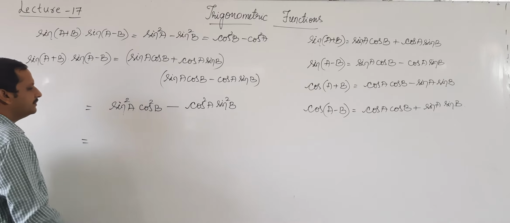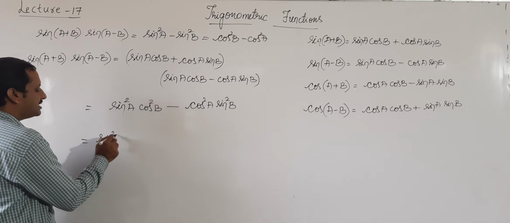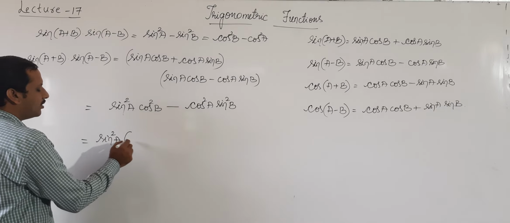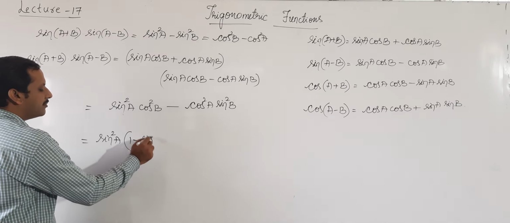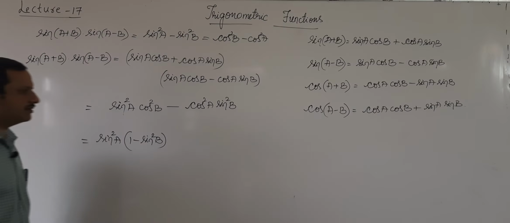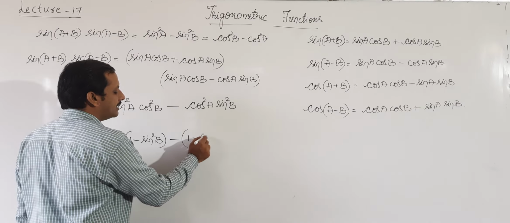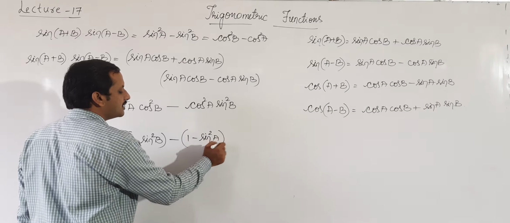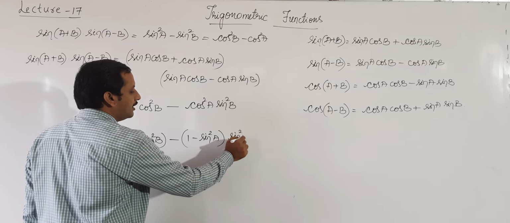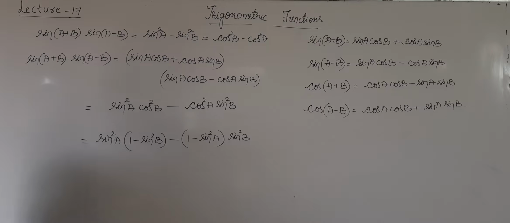That's equal to, now I will keep this sin²A as it is. I will write cos²B as 1 minus sin²B, as we know cos²θ is equal to 1 minus sin²θ. Minus. Similarly here, cos²A, I will write as 1 minus sin²A, into sin²B.